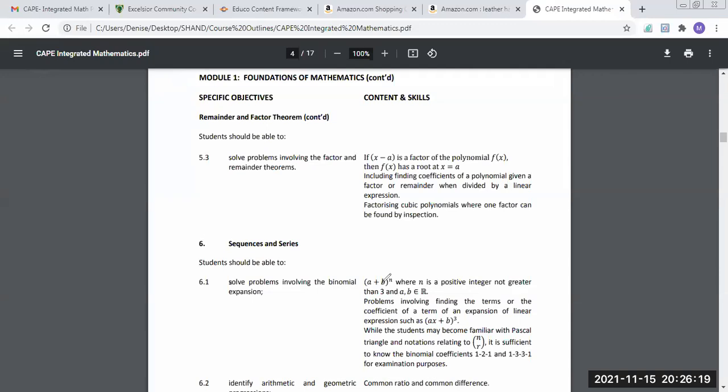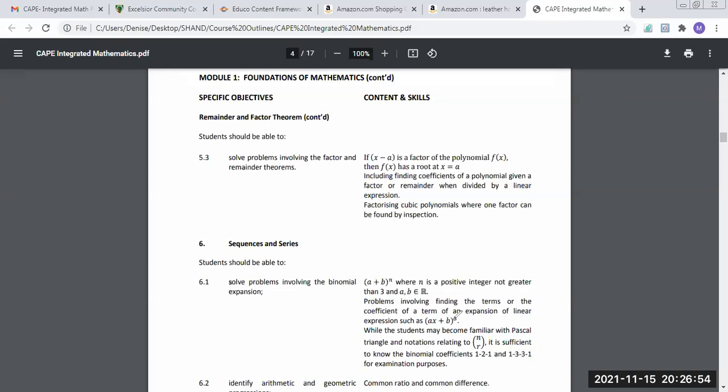So like Matthew I talked about, sir, we can convert the 1/2, or they can give a fraction too. Then it says problems involving finding the terms or the coefficient of a term of an expansion of a linear expression such as 3x plus 3y to the third. Right, while the student may become familiar with Pascal's triangle and notations related to n choose r, which is what I'm going to be doing next class, it is sufficient to know the binomial coefficients 1, 2, 1 and 1, 3, 3, 1.